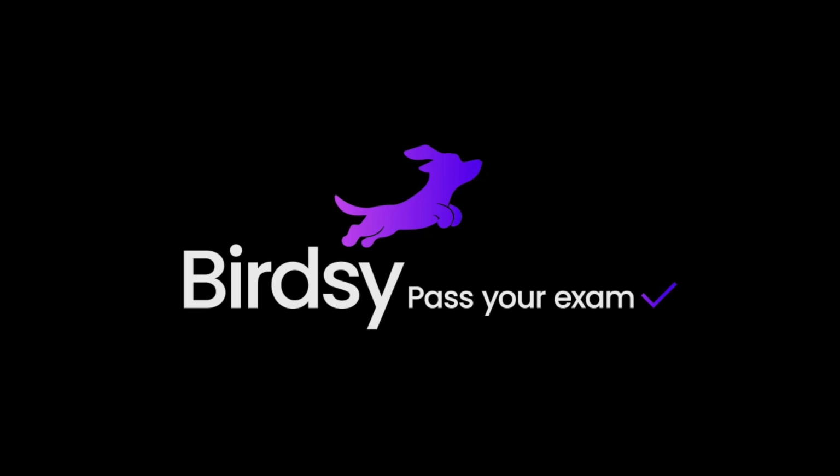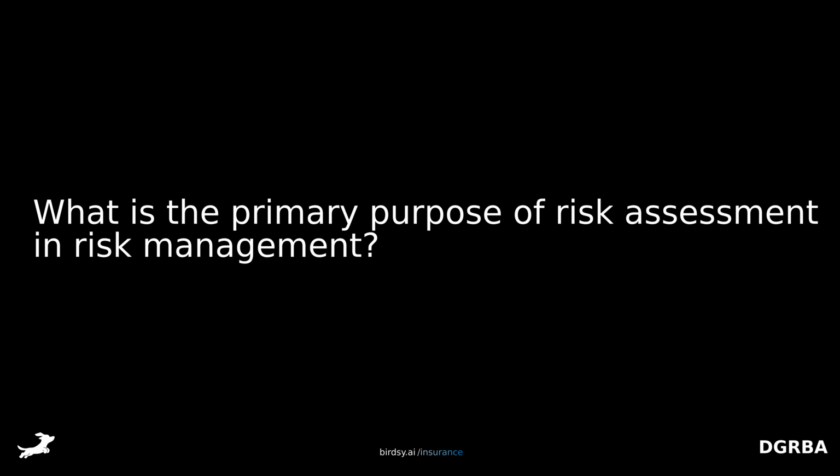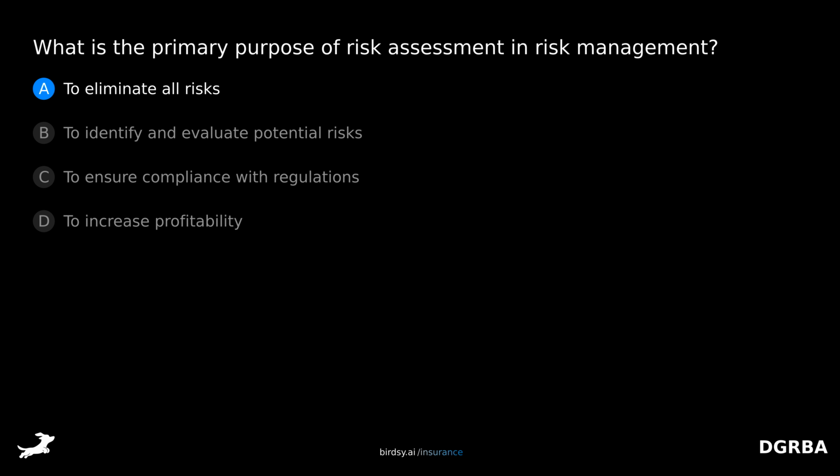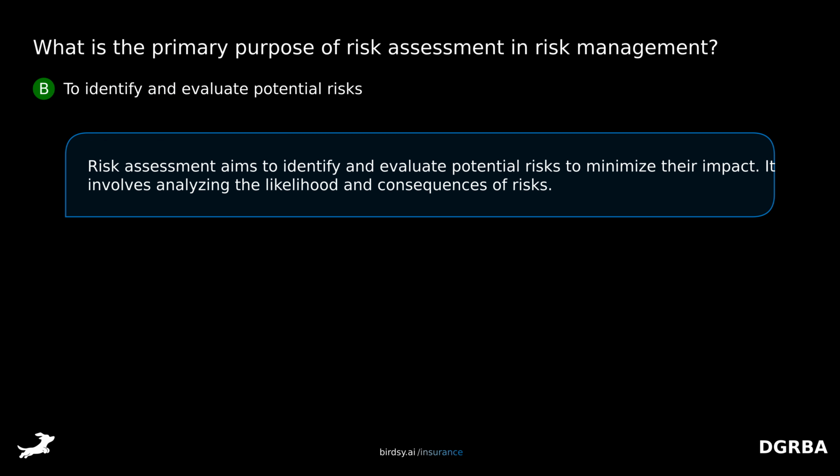Let's get started. Let's start with a review of core property and casualty insurance concepts. Risk and hazards. What is the primary purpose of risk assessment in risk management? Is it A, to eliminate all risks, B, to identify and evaluate potential risks, C, to ensure compliance with regulations, or D, to increase profitability? The answer is B, to identify and evaluate potential risks. Risk assessment aims to identify and evaluate potential risks to minimize their impact. It involves analyzing the likelihood and consequences of risks.